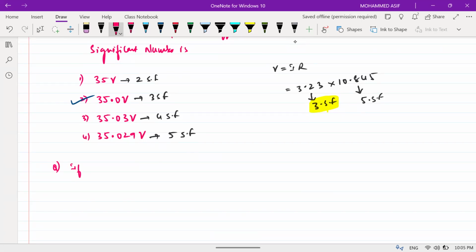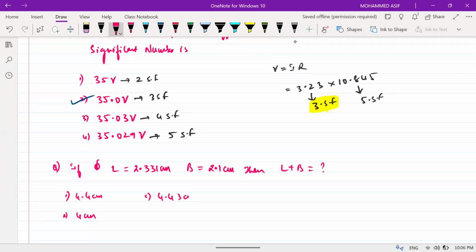Next question. If length L is equal to 2.331 centimeter and B is equal to 2.1 centimeter, then L plus B is equal to how much? First option, 4.4 centimeters. Second, 4 centimeters. Third, 4.43 centimeters, and fourth, 4.431 centimeters. Anyone? Option 1.